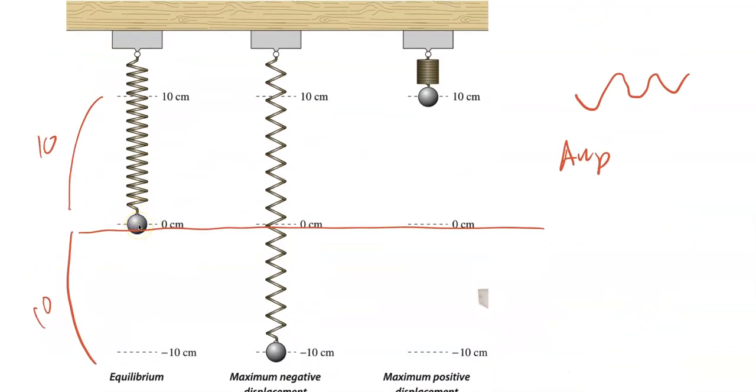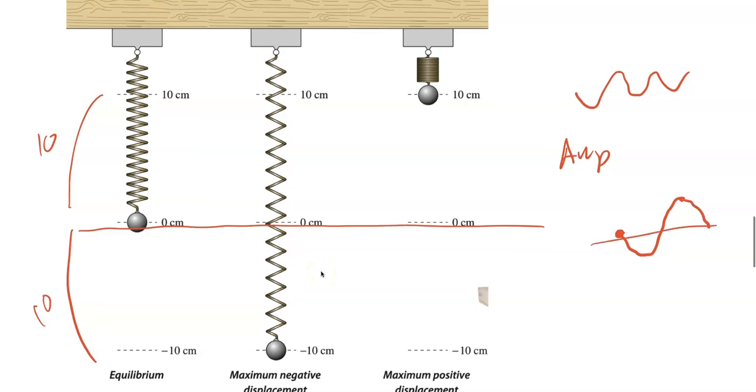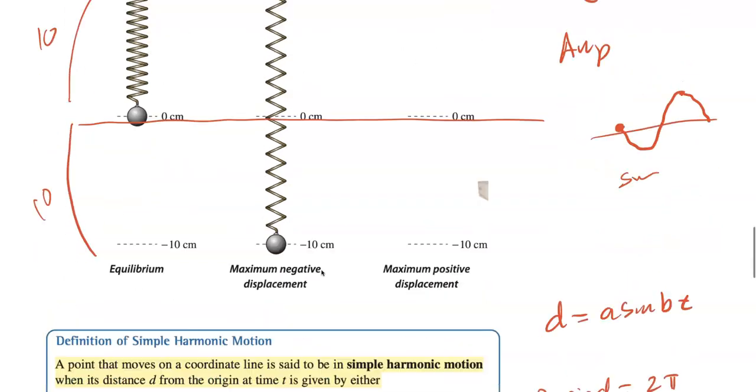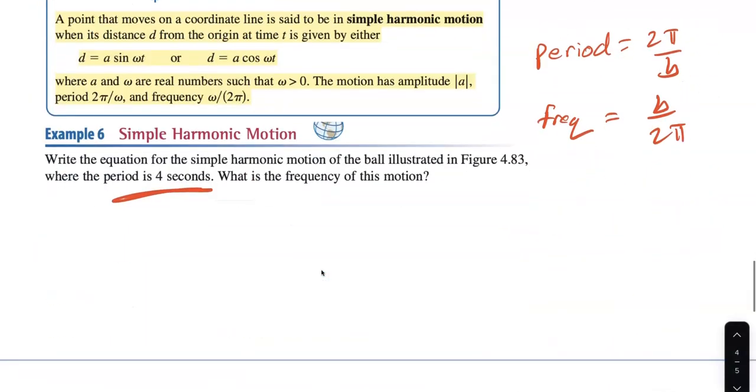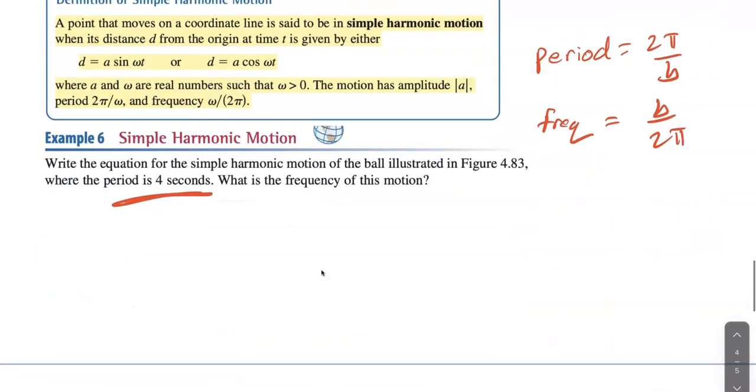Right? So the graph starts at 0, then it's going to go down and up before it goes back to equilibrium. That's a sine graph, right? Because it starts in the middle. So we're going to do a sine graph here. We're going to use the sine formula, which is D equals A sine BT, right? So all I have to find is A and B.